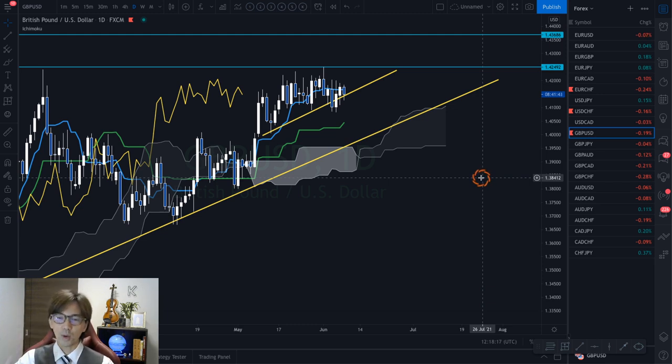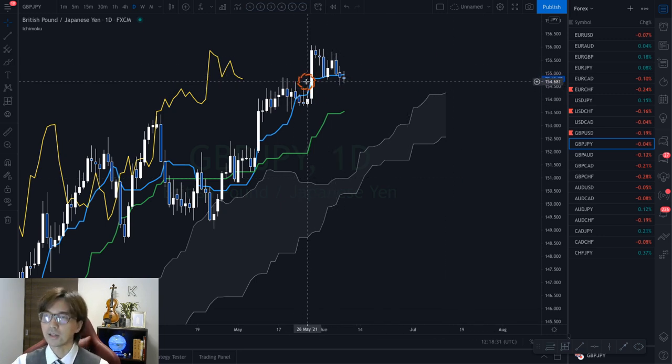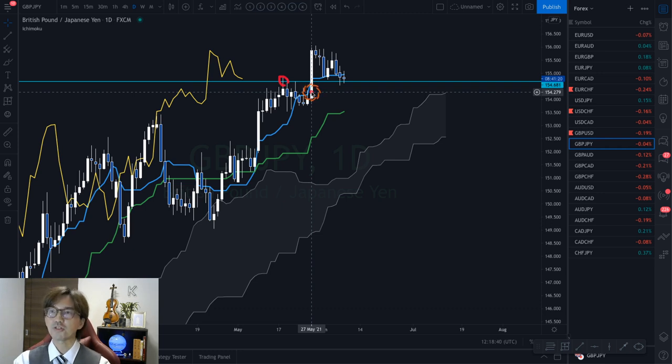I just pick which one is the potential trend, which one is ranging, and I will come back to these pairs again soon. So moving on to Pound JPY, it is also potential bullish. There is a reversal line here. Previous resistance has been broken on the 27th of May, and now it's retracing backwards. So it could bounce and go up this way too.